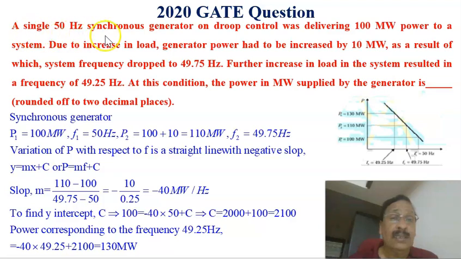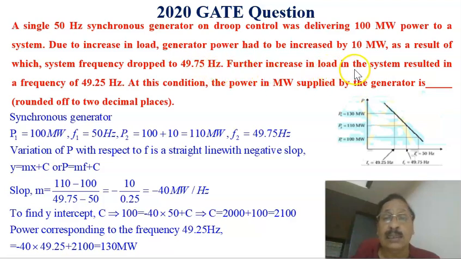A single 50 Hz synchronous generator on load control was delivering 100 megawatt power in a system. Due to increasing load, generator power had to be increased by 10 megawatt. Therefore, the power is increasing from 100 megawatt to 110 megawatt. As a result of which the system frequency is dropping to 49.75 Hz. Previously it was 50 Hz. When the load becomes 110 megawatt, the frequency equals 49.75 Hz.